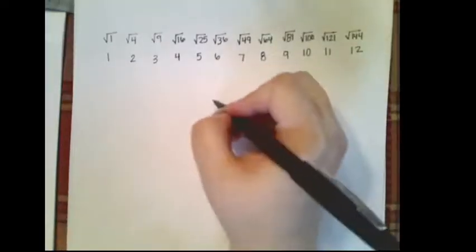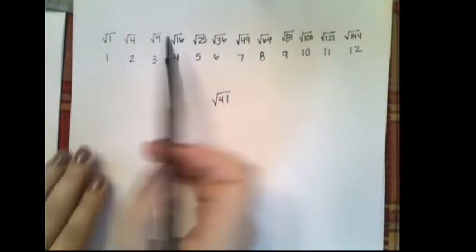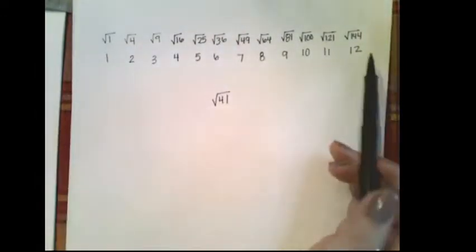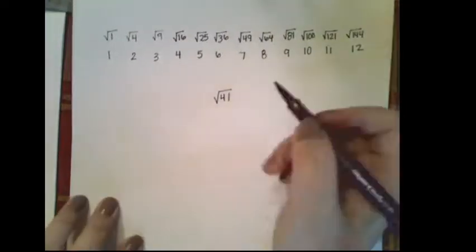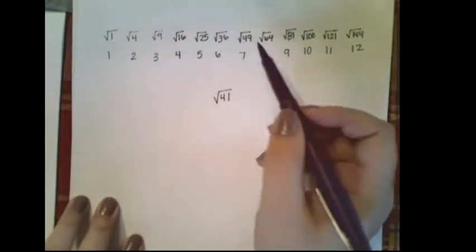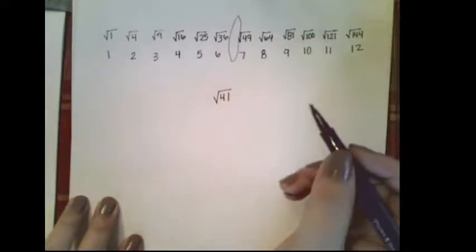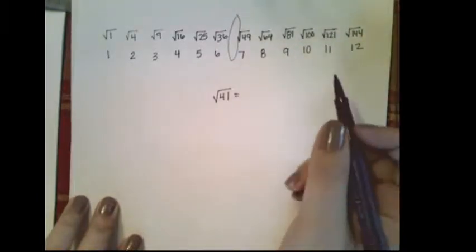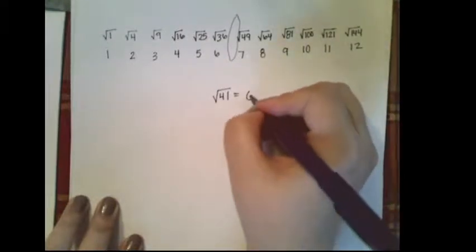So if we have something like the square root of 41, that doesn't fall anywhere in these perfect squares. So what we do is we use these perfect squares to estimate. My square root of 41 is going to fall between 6 and 7, so I know that my number is between 6 and 7. The next part is we need to estimate the decimal.